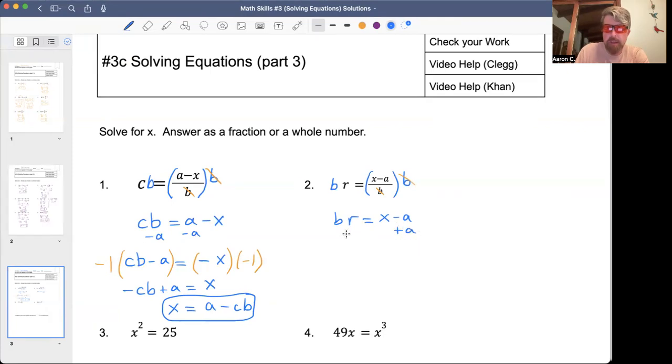Add A, add A. Okay. So on the left, we have BR plus A. And on the right, we have X plus 0. So I can, if I want to, I don't really have to, but I'm going to write it like this. Switch the sides so that the variable's on the left. So you have BR plus A. Okay, so there's the answer to that one.